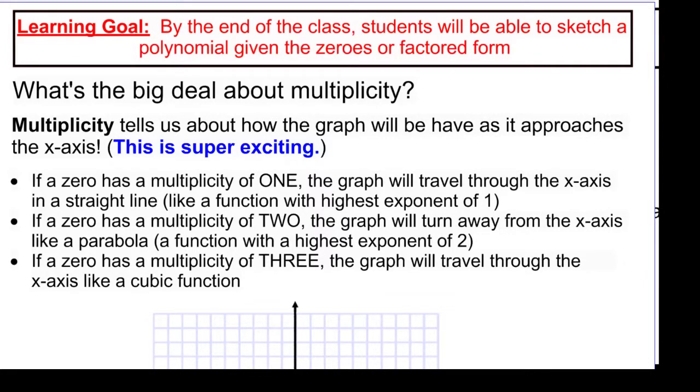So what we know is as we get close to that point, it's not necessarily going to go straight through the point. It might bend or turn or bounce or something like that. So let's take a look at what we mean.